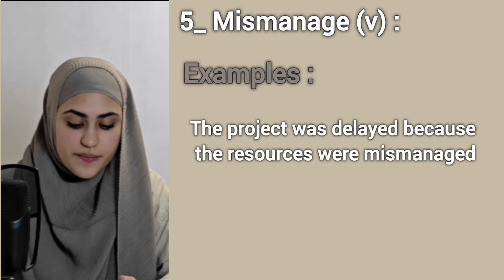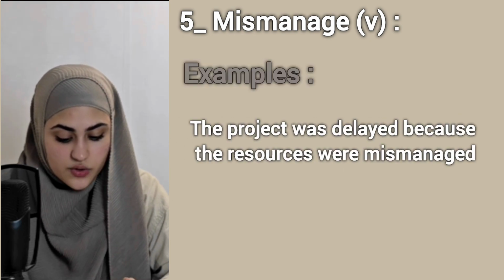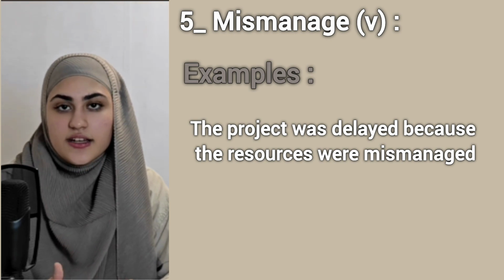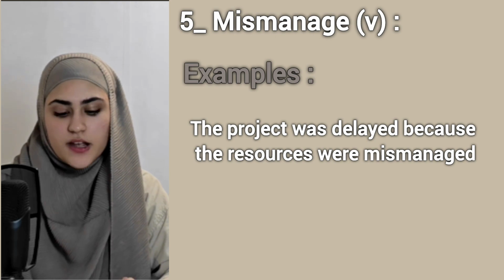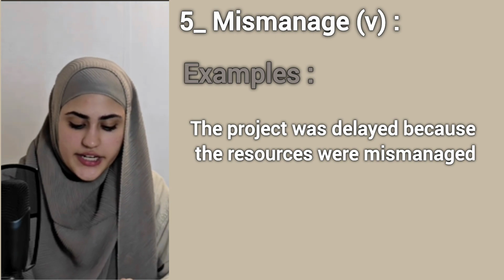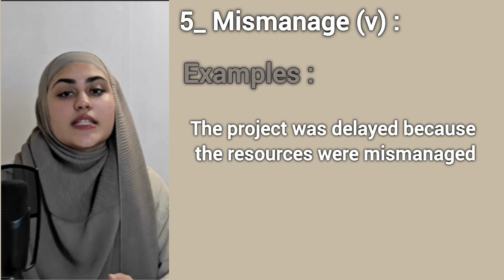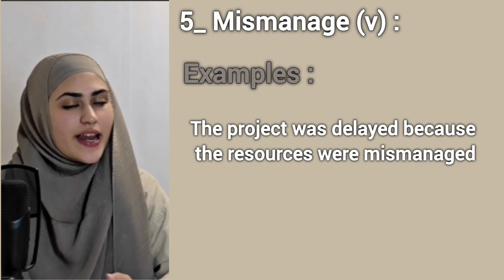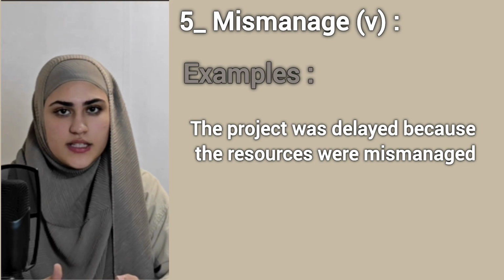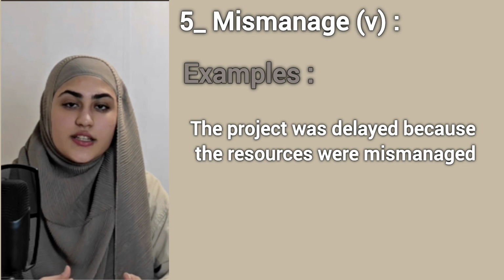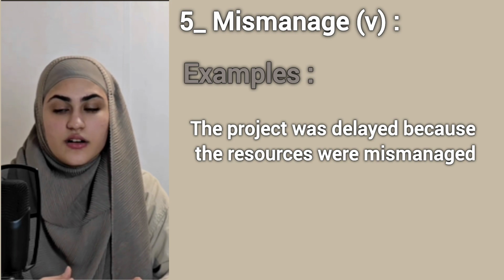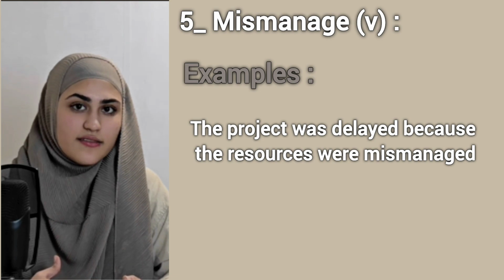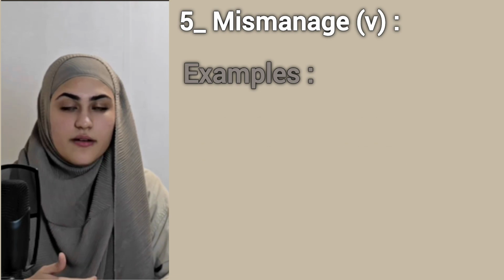Here it says the project was delayed because the resources were mismanaged. So the project was delayed, was put off for another time because the resources were mismanaged. So when you mismanage something, you're not able to manage that and you ruin it, or you cannot solve the problems. The project can be mismanaged. That means that the project doesn't go well and it confronts some problems and it won't be effective and productive and good.